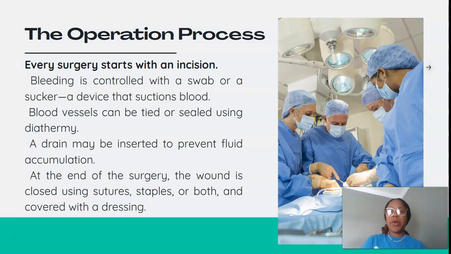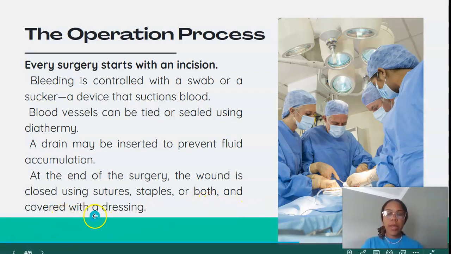We have the operation process. Every surgery starts with an incision. Bleeding is controlled with a swab or a sucker. This is a device that suctions the blood. Blood vessels can be tied or sealed using diathermy. A drain may be inserted to prevent fluid accumulation. At the end of the surgery, the wound is closed using sutures, staples, or both, and covered with a dressing.